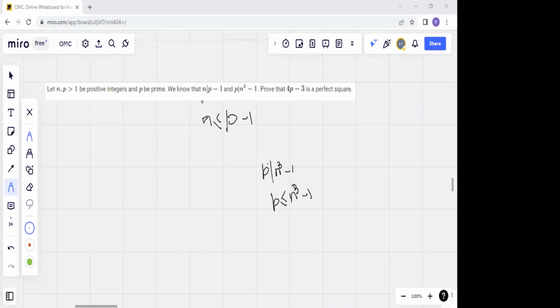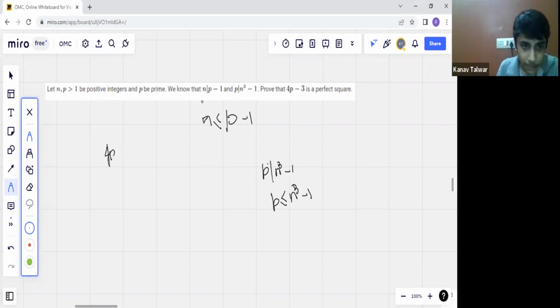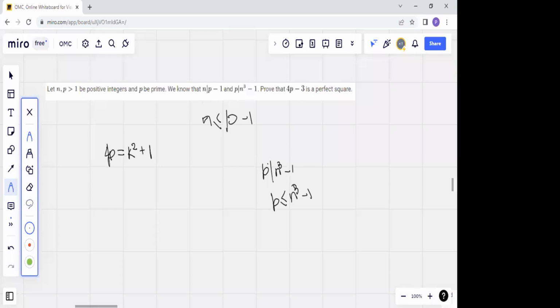If you want 4p minus 3 to be a perfect square, you want p to be of the form k squared plus k plus 1? Yes, that's right. So we want p to be something of the form k squared plus k plus 1 for some k. K equal to n would work.